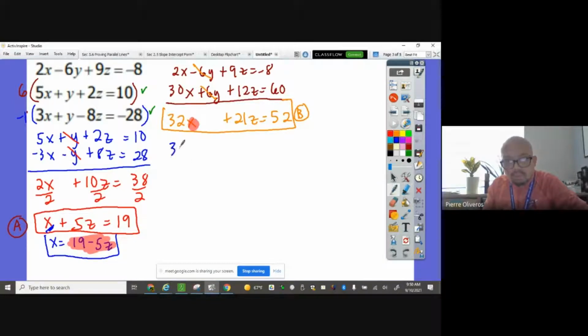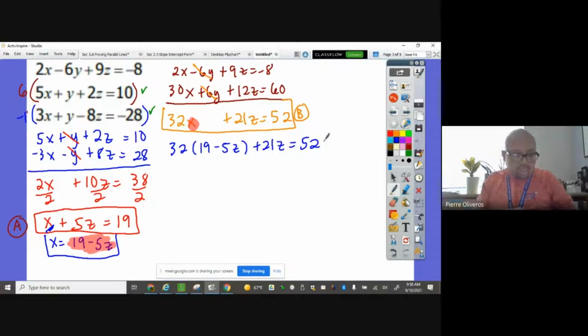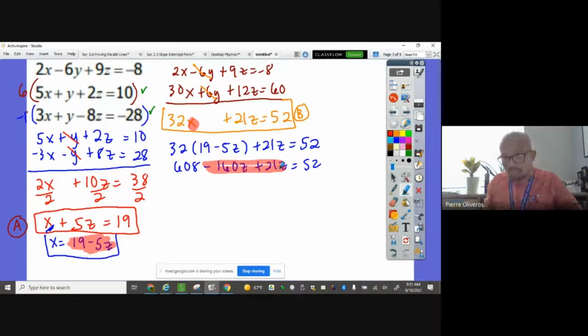So this will now be 32 times (19 minus 5z) plus 21z is equal to 52. Using our calculator, distribute 32 times 19. 32 times 19 will give us 608. 32 times 5 is negative 160z plus 21z equals 52. Now combine the like terms. I know that these are like terms here. So that's negative 160 plus 21, which is negative 139.